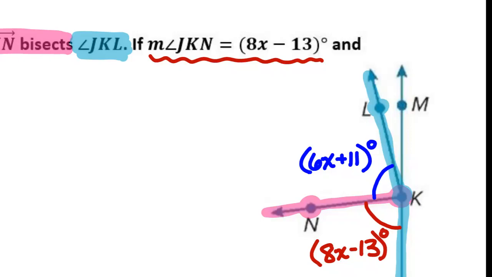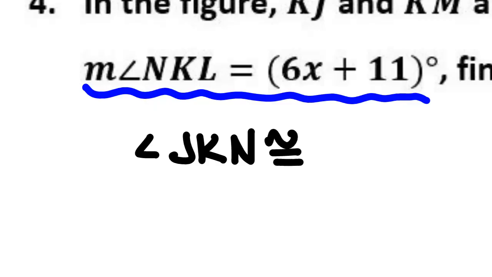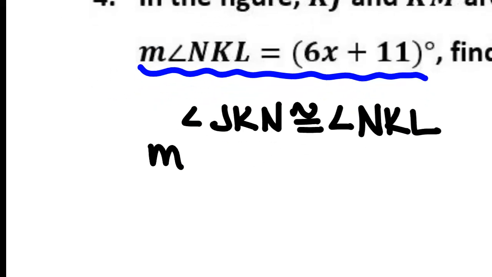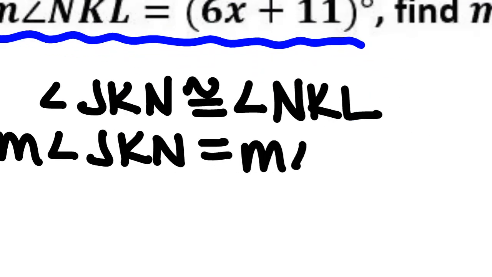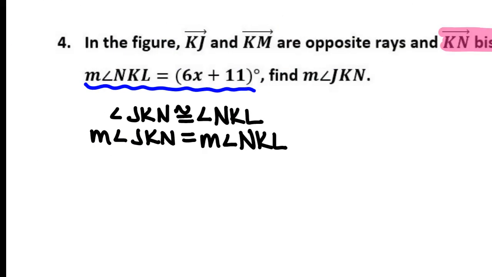And what did we say we know about these two angles? They are congruent because this is a bisector right here, KN. So let's write down that those are congruent. Angle JKN is congruent to angle NKL. Because those angles are congruent, their measurements, so measurement of angle JKN, is equal to the measurement of angle NKL. When the angles are congruent, the measurements are equal.